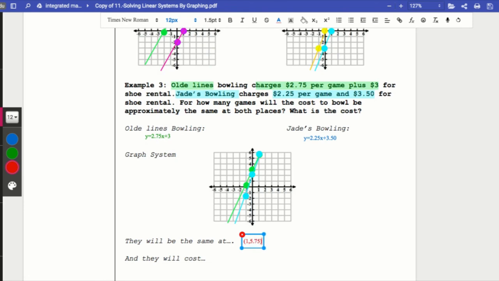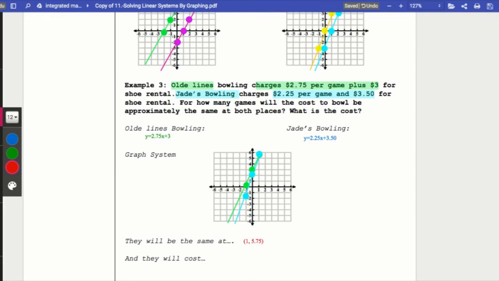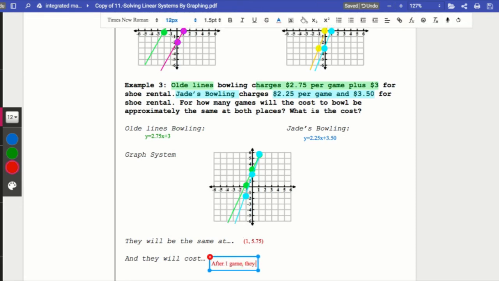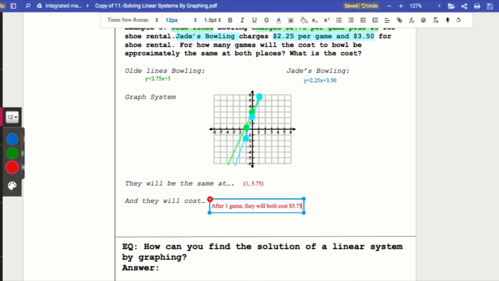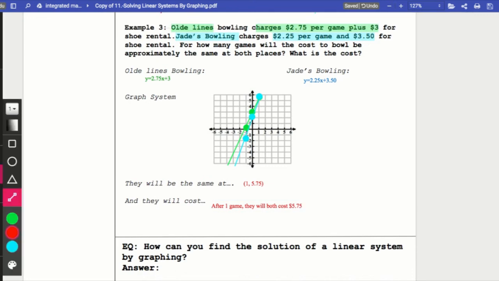And what that translates to is that after one game, they will both cost $5.75. That is literally what that point means. So at one game, they're going to both cost $5.75. But once we get to 2 games, Jade's is going to start being more expensive than Old Lines Bowling. So you should probably support Old Lines Bowling and not Jade's Bowling. Alrighty, and that is how we find the solution by graphing.